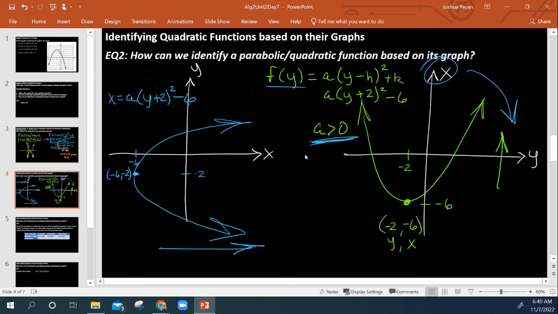Okay, so takeaways from this. You can easily tell what a function looks like based on how it opens up, where its vertex is, and where y-intercepts exist. Even if it's not a function of x and it's the other way around, x as a function of y, just like what we see here.